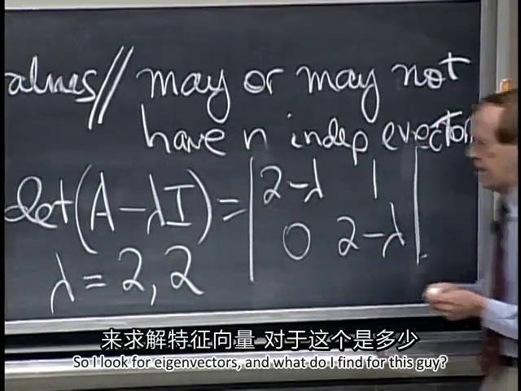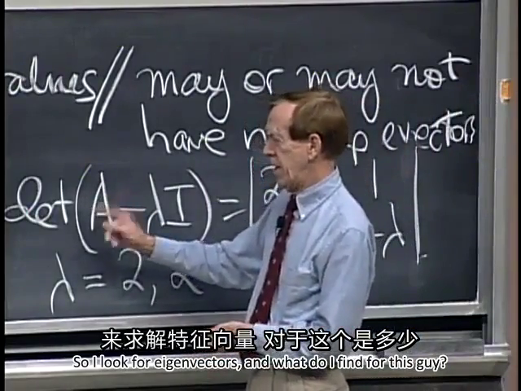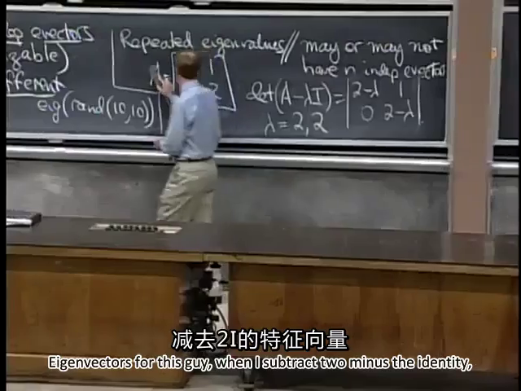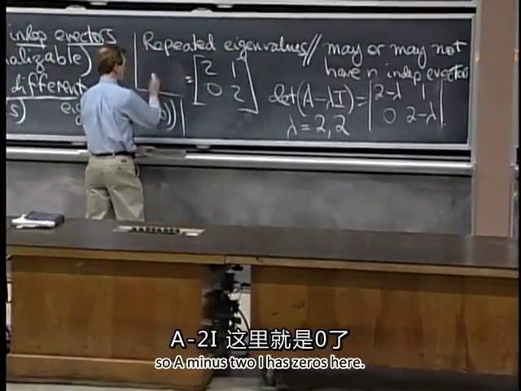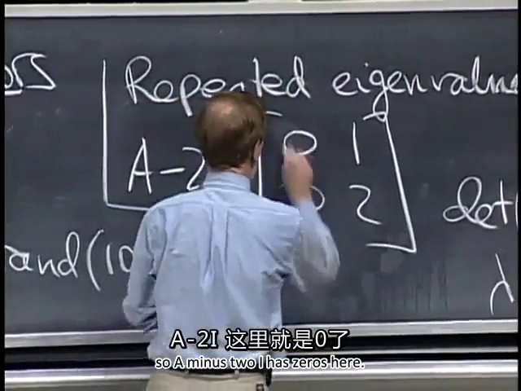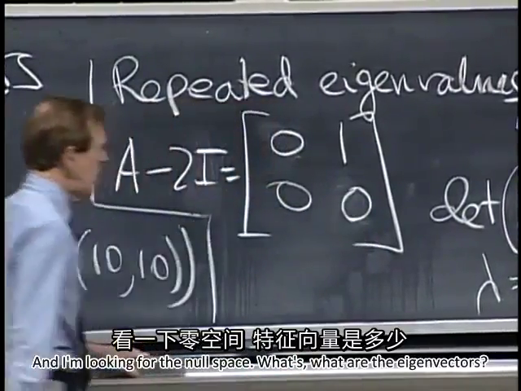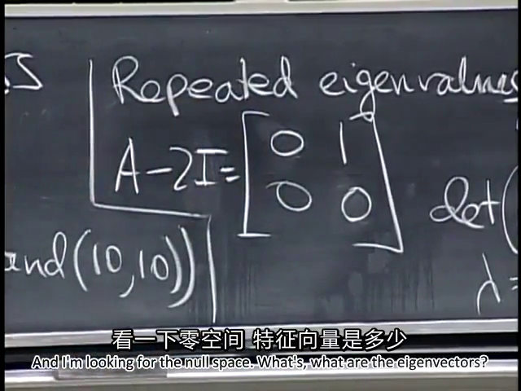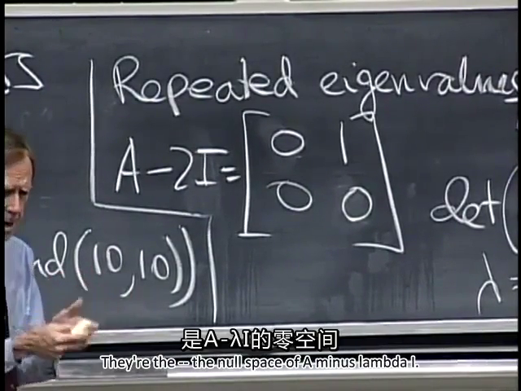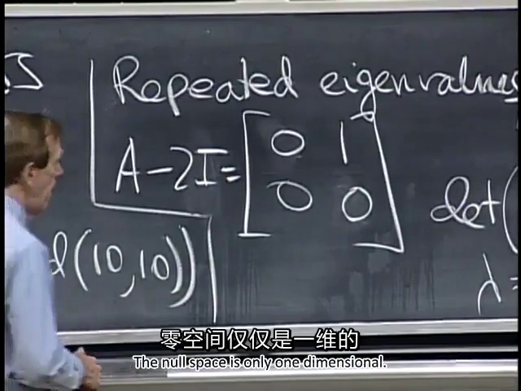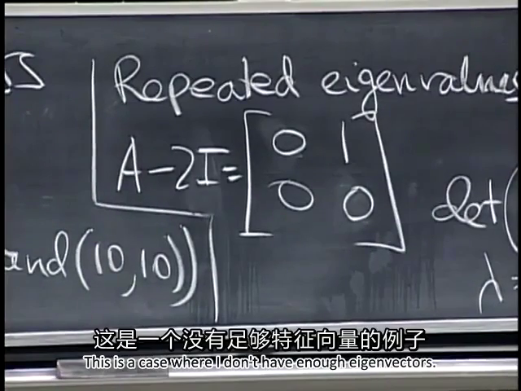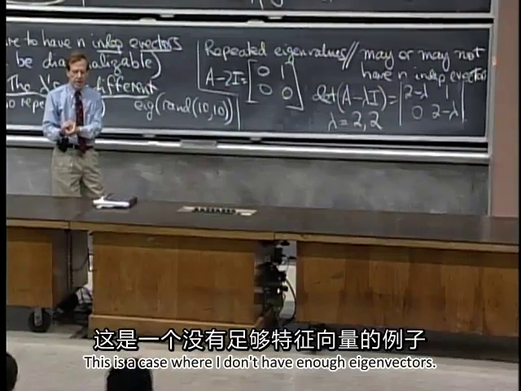So I look for eigenvectors, and what do I find for this guy? Eigenvectors for this guy, when I subtract 2 times the identity, so A minus 2I has zeros here, and I'm looking for the null space. What are the eigenvectors? They're the null space of A minus lambda I. The null space is only one dimensional. This is a case where I don't have enough eigenvectors.